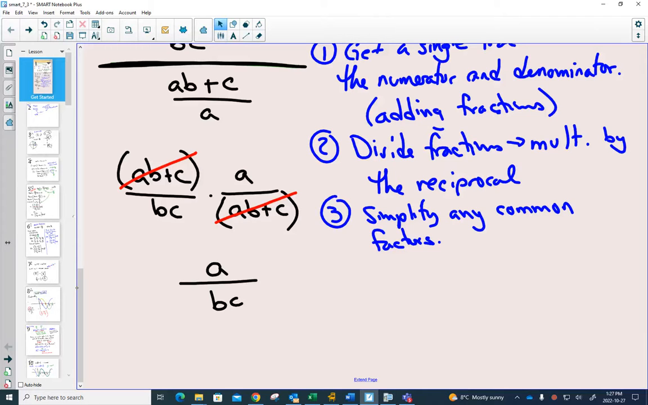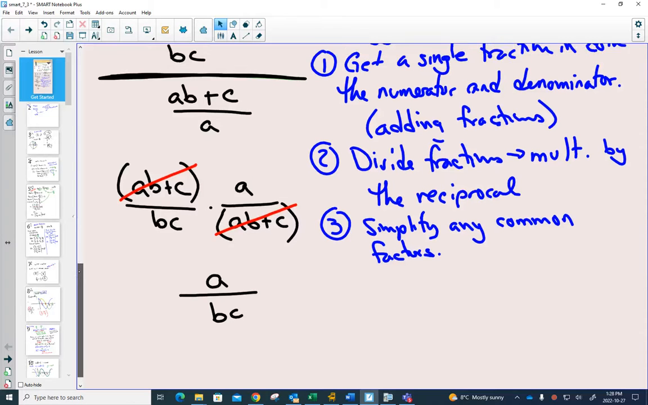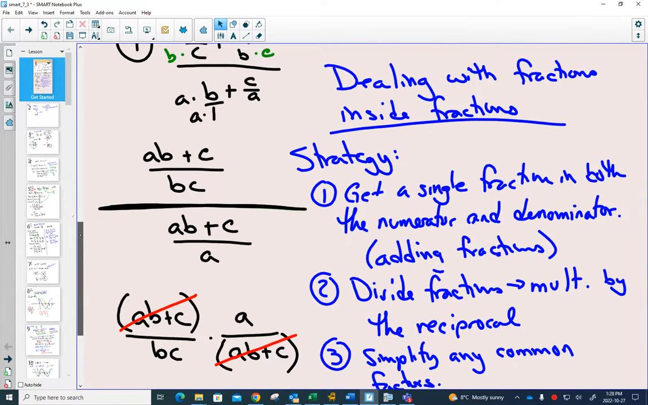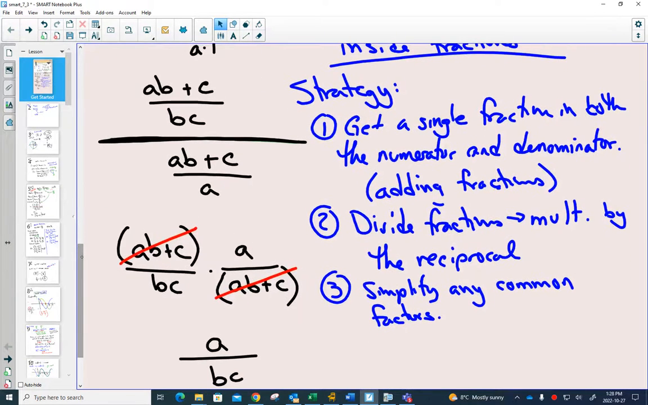This is the main fraction skill that's going to get used over and over and over again in this unit. Can you write things as a single fraction? Especially when you have fractions inside of fractions. Strategy-wise it's pretty straightforward. Get a single fraction in your numerator, get a single fraction in your denominator, multiply by the reciprocal, simplify as best as you can, and now our final answer is a single fraction, and I would say this one looks much simpler than what we started with.